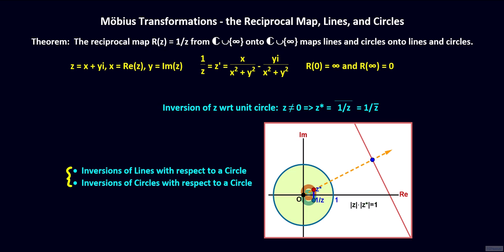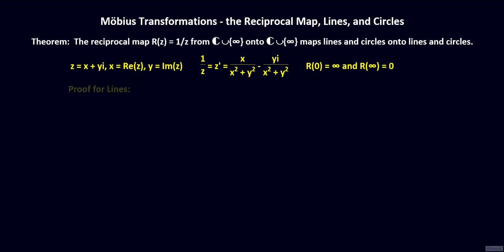In this lecture, however, we will mix in a bit of Cartesian coordinates to show directly that the reciprocal map R maps clines onto clines. We first prove the theorem when the reciprocal map is applied to lines. We consider line L, which we assume without loss of generality is vertical.